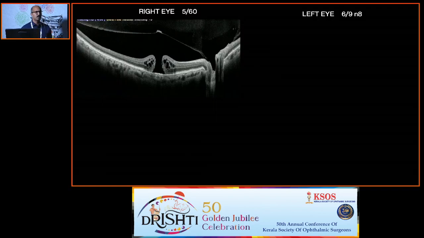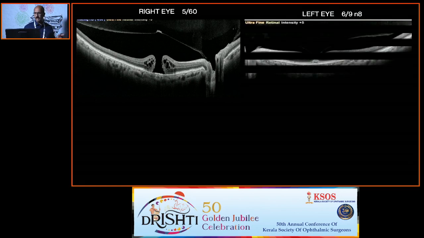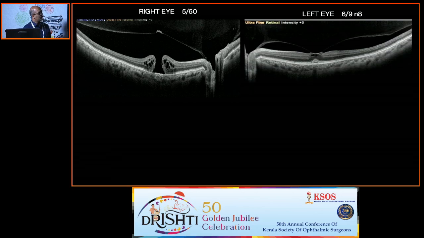She came to me with complaints of defective near vision since 1 week. This is to exemplify what I discussed at the beginning of the talk. The right eye showed a macular hole, and the left eye shows a vitreomacular traction. So the point is, which eye do we operate first? I operated the left eye. The vision is good.